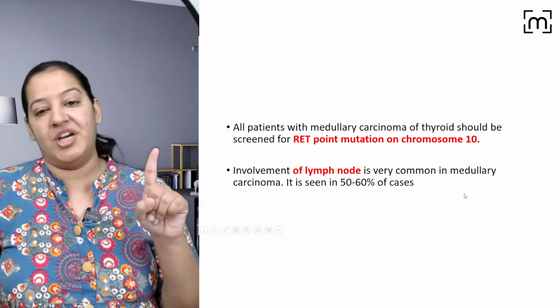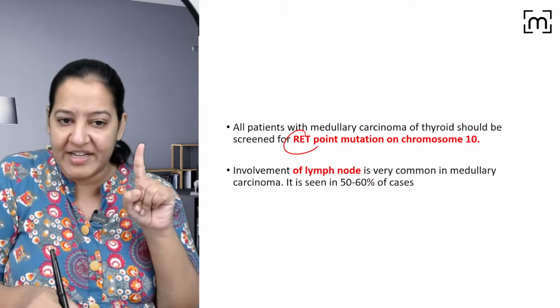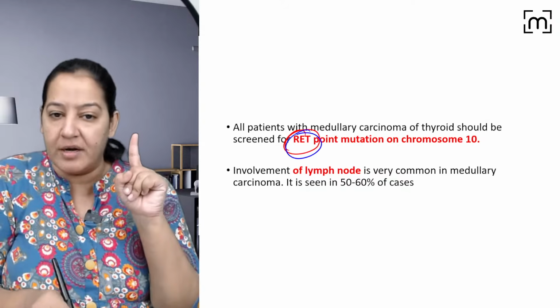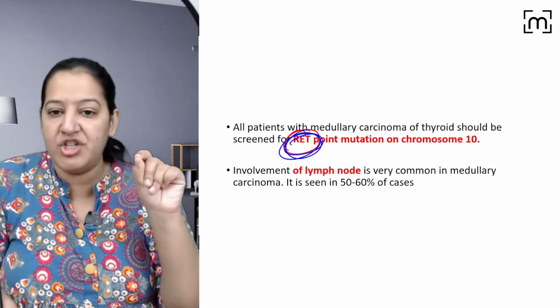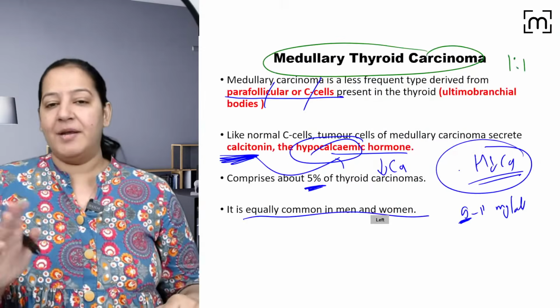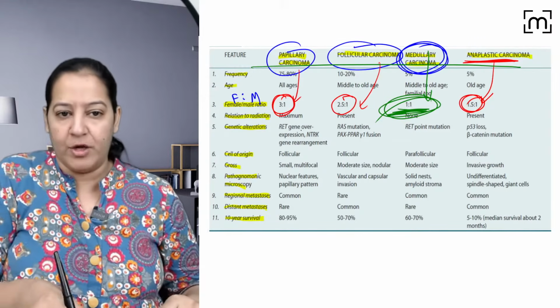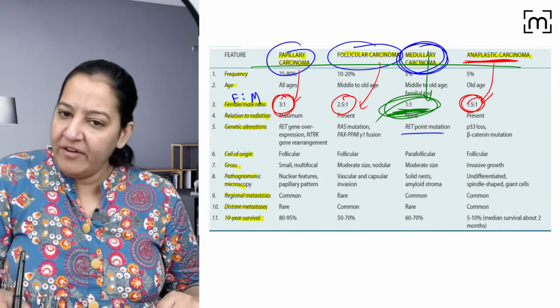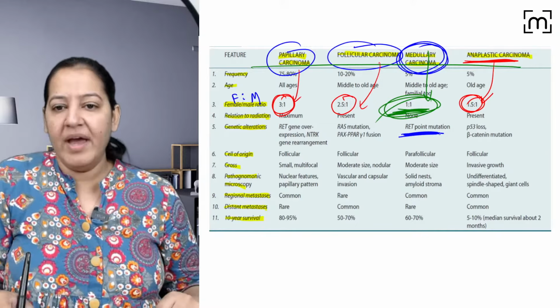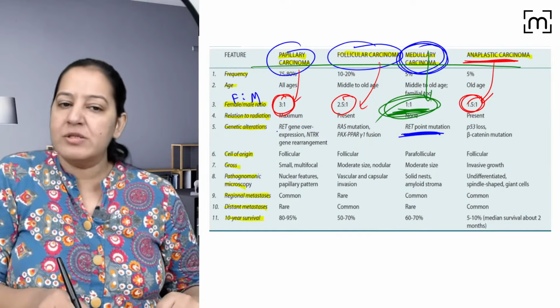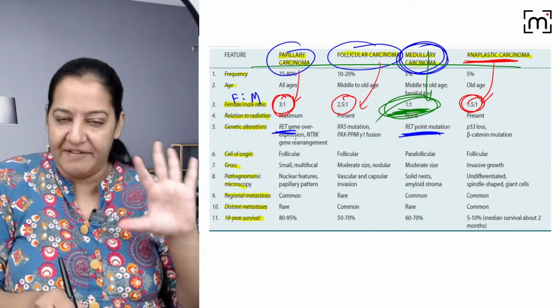You have to learn the mutation in all 4. Here, the mutation is RET gene. Learn the name of the mutation: RET gene mutation on chromosome number 10. Right. Let me tell you the mutations of the others also, I forgot to tell you. Okay, here only RET mutation is there. In papillary also RET gene mutation is there, but it is not very common.